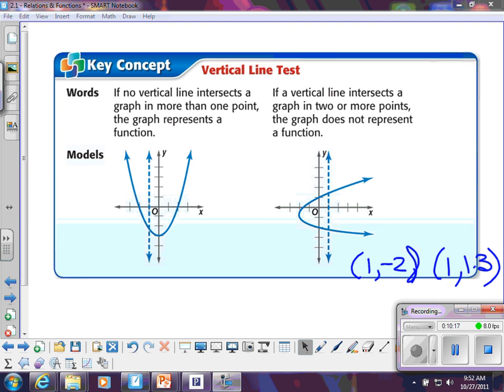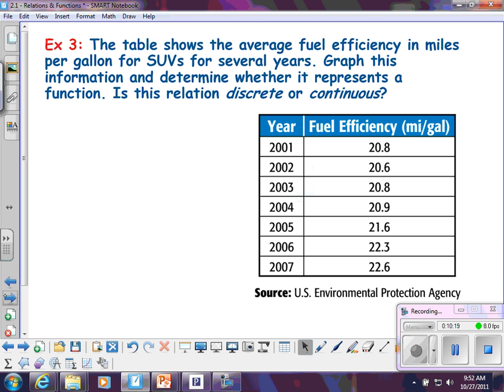Page 62 at the bottom if you're not finished. So, the table shows the average fuel efficiency in miles per gallon for SUVs for several years. Graph its information and determine whether it represents a function. Is this relation discrete or continuous?